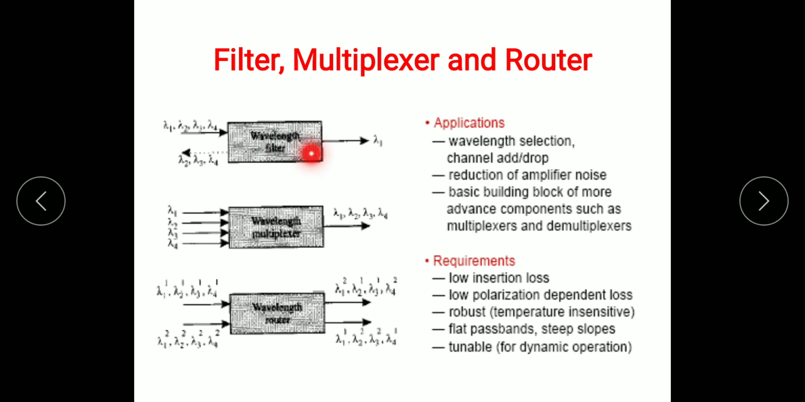So this is the filter, which is frequency selective, wavelength selective. This is the multiplexer, which will combine all these signals, and they will be multiplexed and sent on a single optical fiber. And the router will route the signal, or send the desired signal on the desired channel.